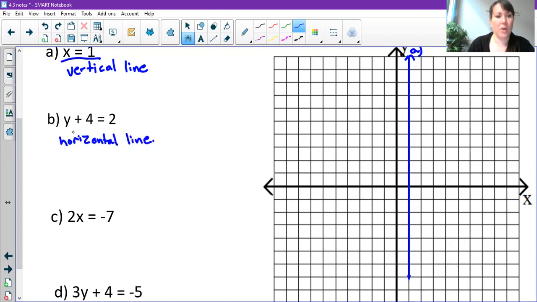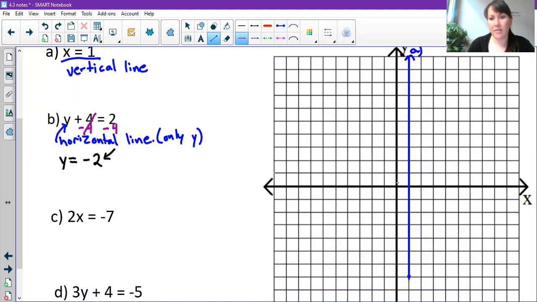In order to know where this line goes, I need to actually isolate y. So that means I need to bring this 4 over to the other side. So I need to subtract 4. And I end up with y equals 2 take away 4, which is a negative 2. This is where my horizontal line needs to go.